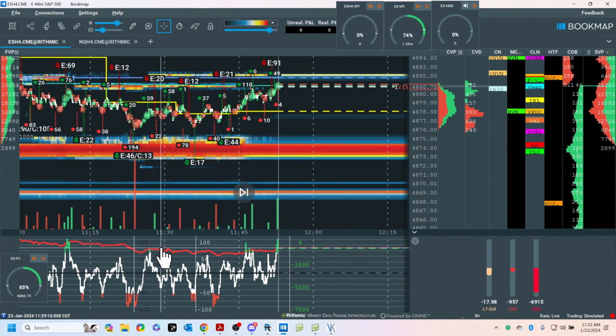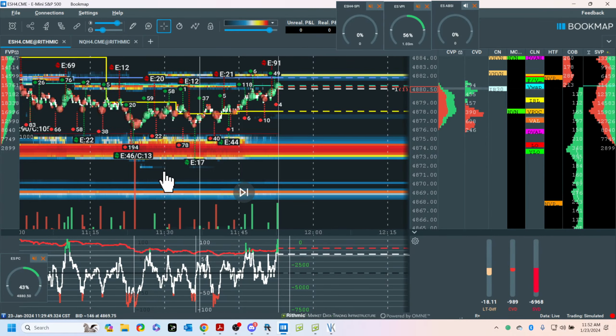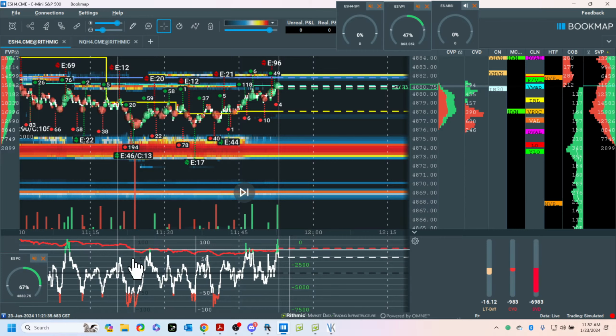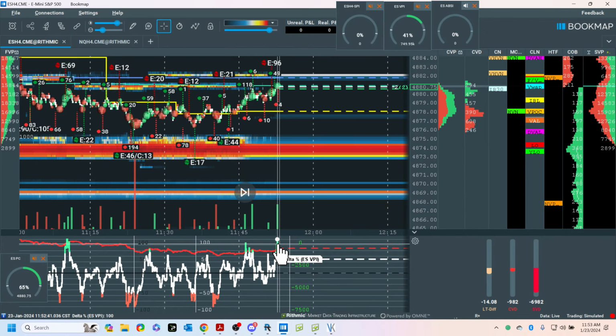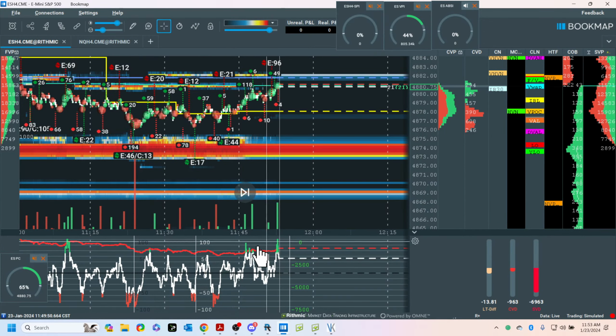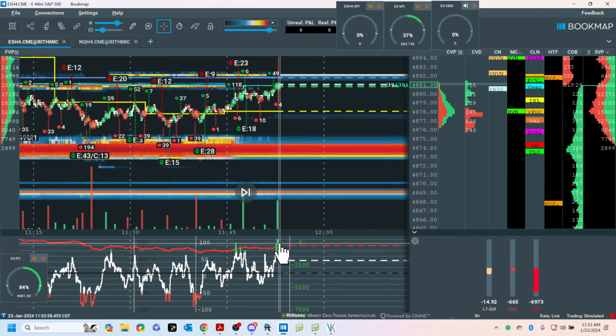Okay, this is CVD, delta. We know the market is short, so this is showing me the sellers in this leg. This is the market pulse. This is showing me, and here's the buy volume coming in, and I don't have any divergence or anything. So this is kind of like your oscillators and stuff.